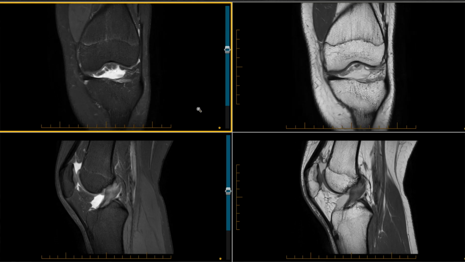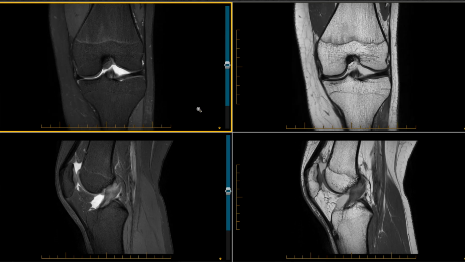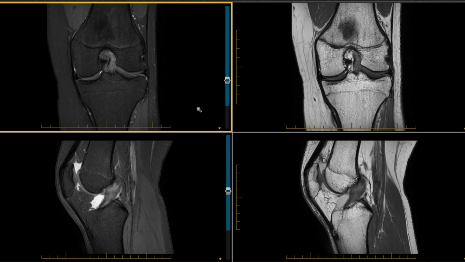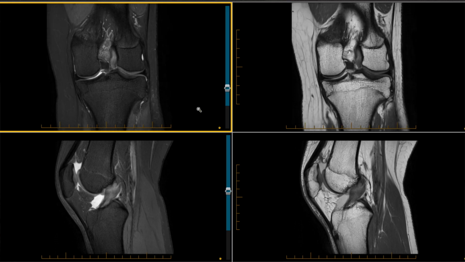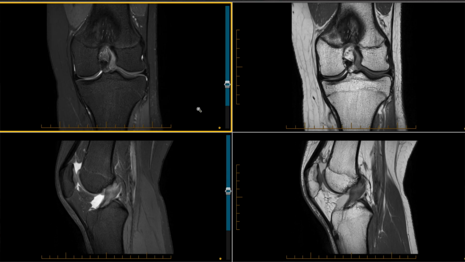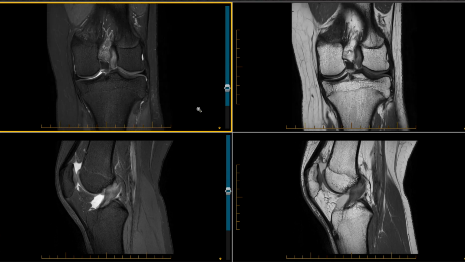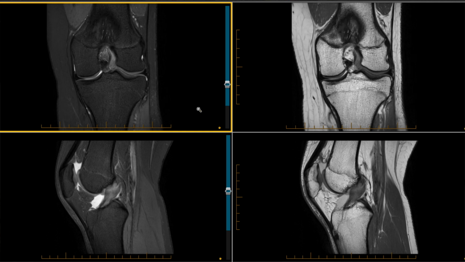This is a case of a type 1 non-displaced intrasubstance ACL injury, which would be analogous to either an ACL sprain or a partial thickness tear of the ACL. And this case is one of a partial thickness tear of the ACL.